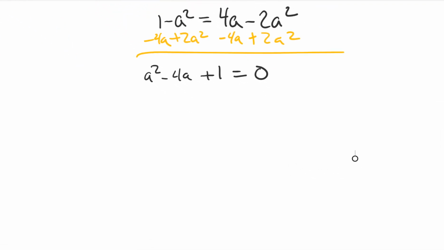Now, some of y'all might like the quadratic formula. Go for it, use it. It's valid, because this doesn't factor. I like completing the square. That's just my style. So I go a squared minus 4a. I look at this negative 4 and go, all right, what's half of negative 4? Negative 2. Square it. What's negative 2 all squared? 4. So I'm going to give it a 4 and take it away.